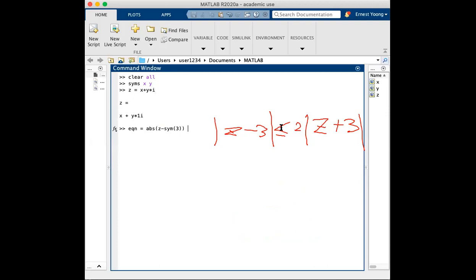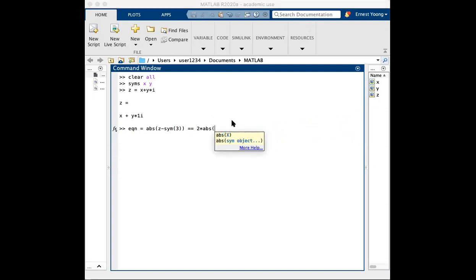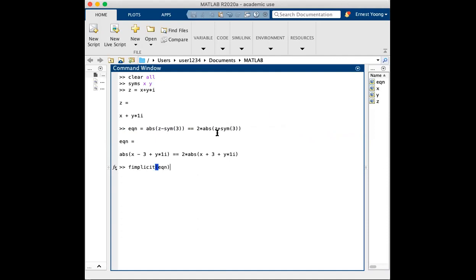Okay, and I put an equal sign here because it's greater or equal, I put equal here. 2 times absolute, I did this, z plus our exact number, which is 3. Okay, there we go. One bracket sum. Okay, got this equation. Alright. And if we want to plot a circle or ellipse, then we use fimplicit of my equation.